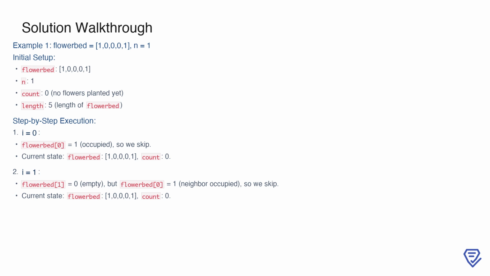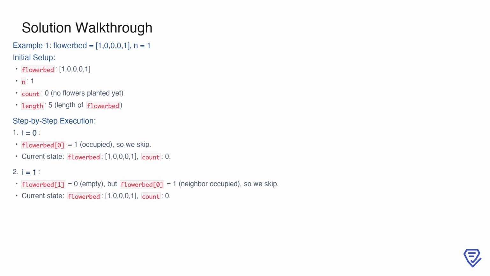To start with our first example, we have a flowerbed represented as 10001, where 1 indicates that a flower is already planted, and 0 indicates an empty spot. We're tasked with determining if we can plant one additional flower, where n equals 1. Initially, we set count to 0 because no flowers have been planted yet, and the length of the flowerbed is 5.